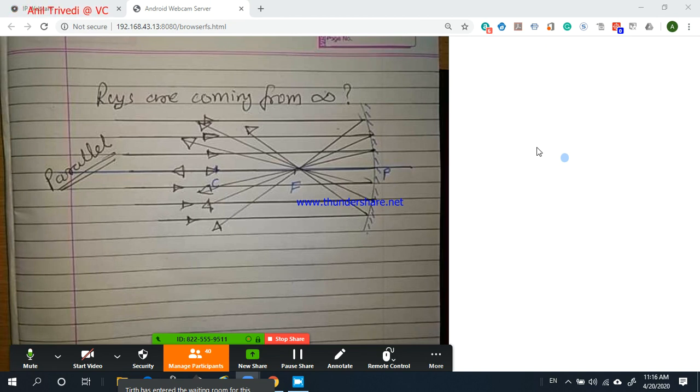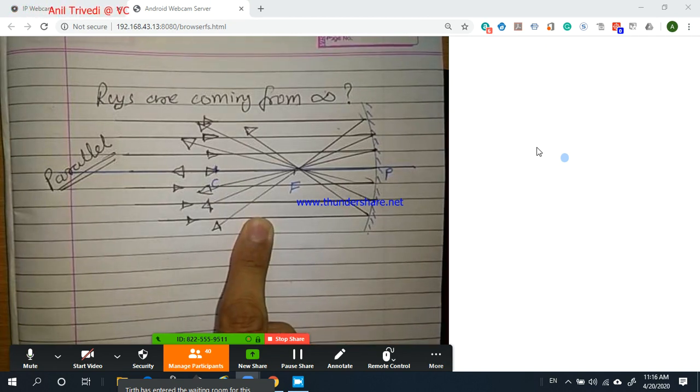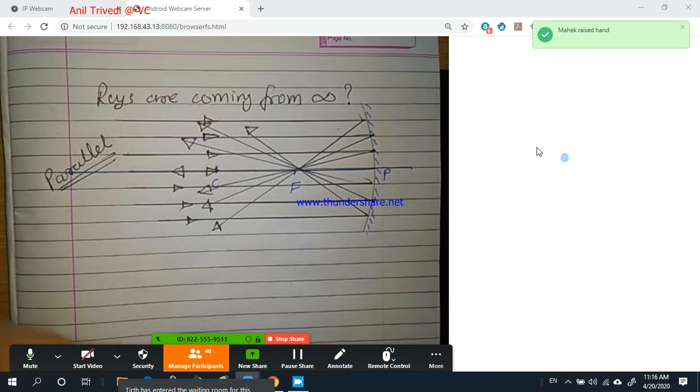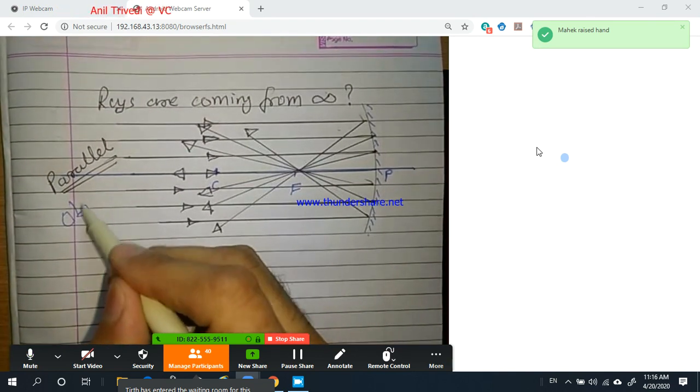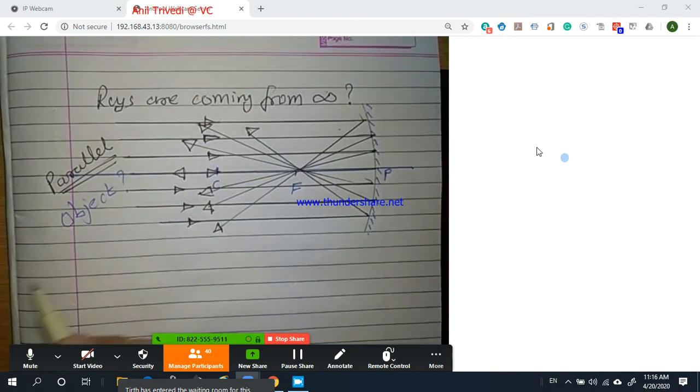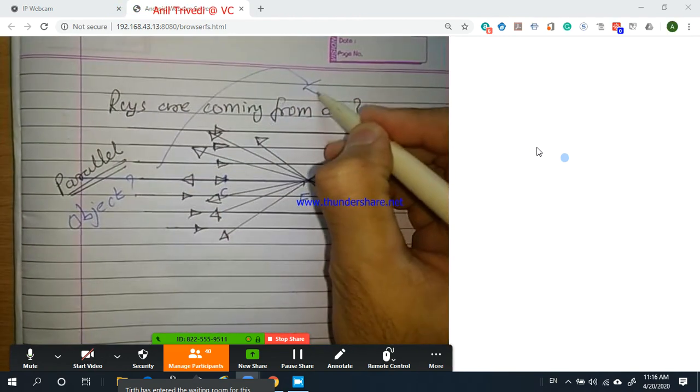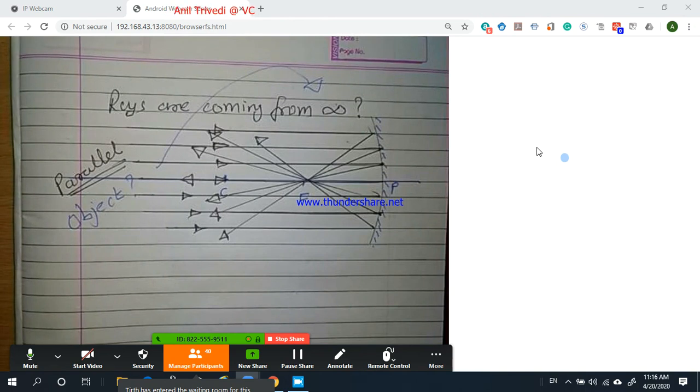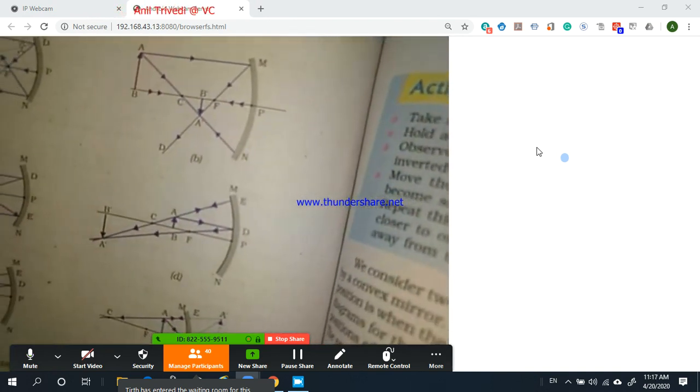Okay. So are you okay with this diagram? Where is the object? The object I'm not drawing at all. It is at infinity. Okay, so that is your first diagram. See in your textbook, page 166. I'm talking about this.